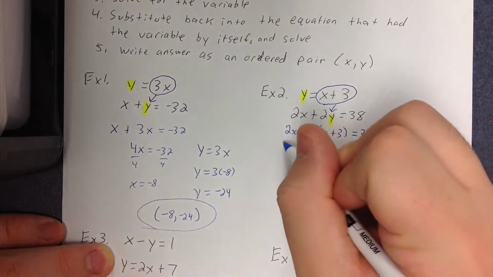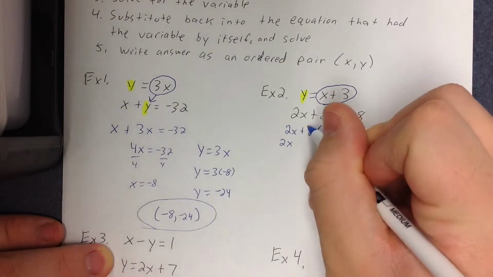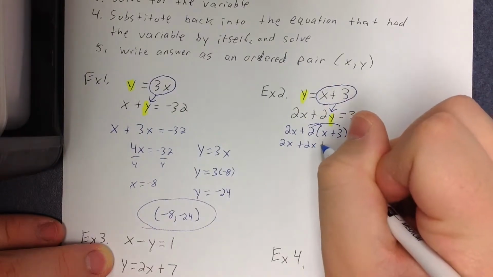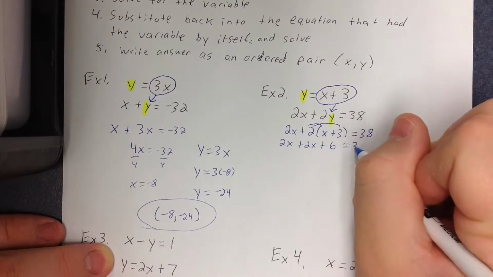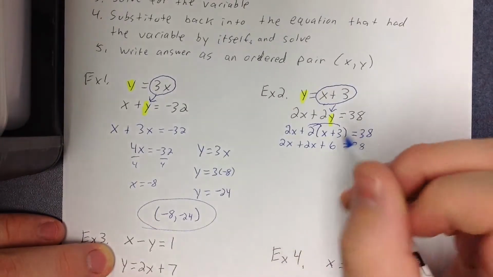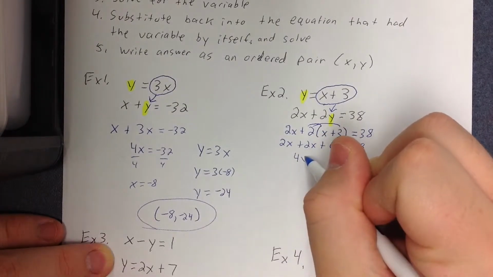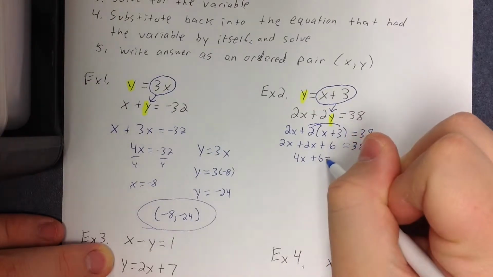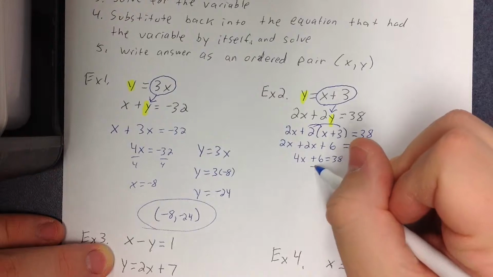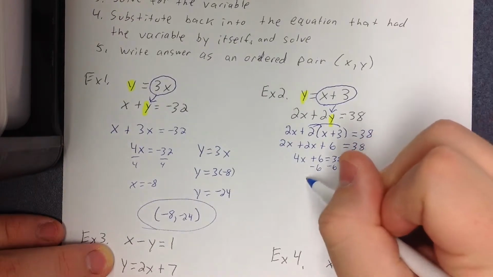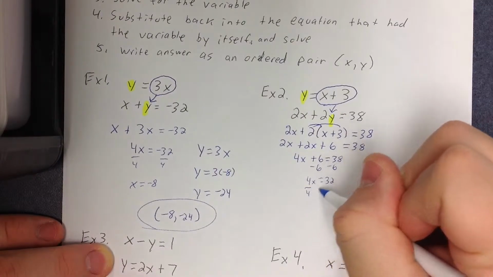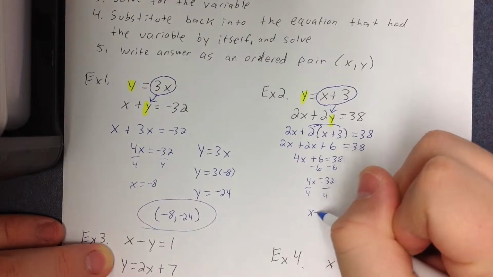So distribute first. So I got 2x plus 2x plus 6 equals 38. 2x and 2x are on the same side, so I can add them. So I get 4x plus 6 equals 38. Minus 6 from both sides. Divide by 4. You get x equals 8.